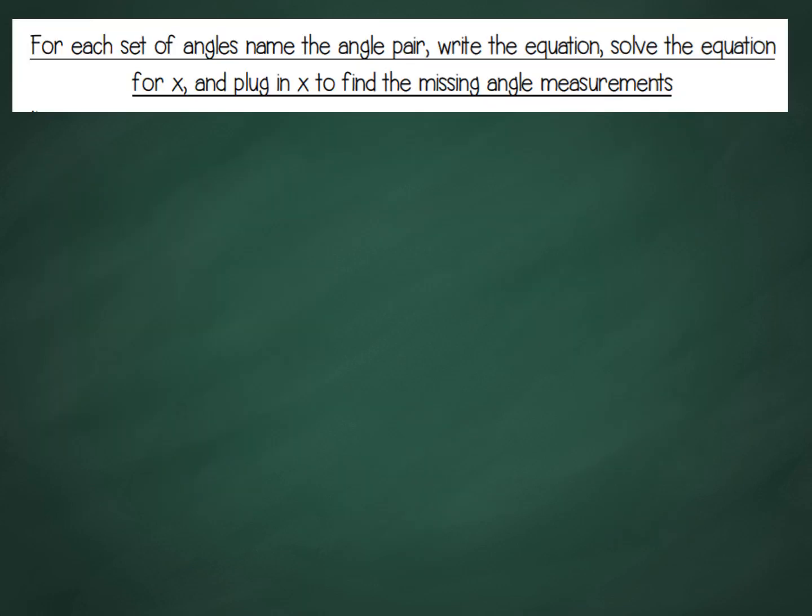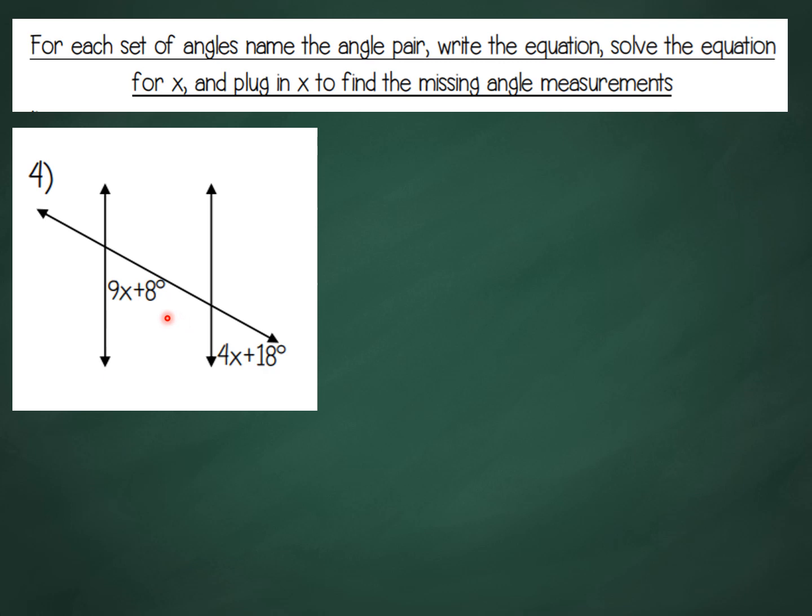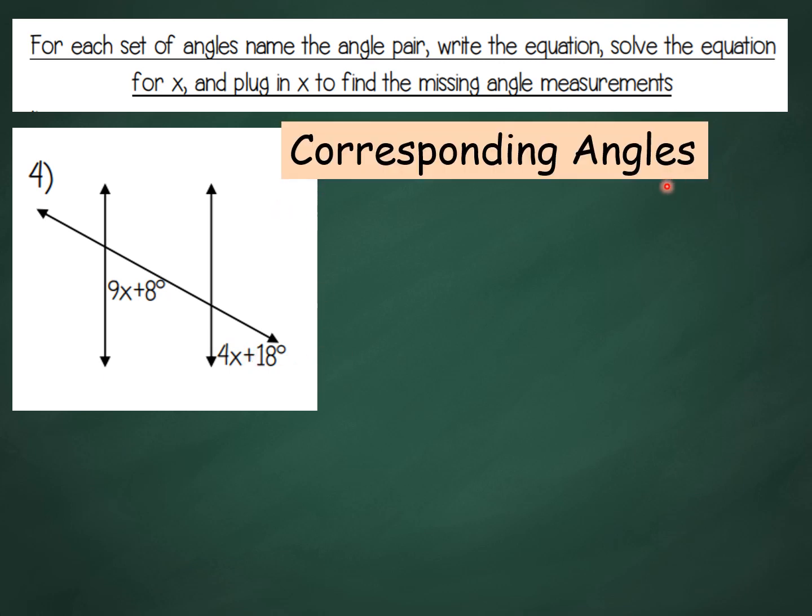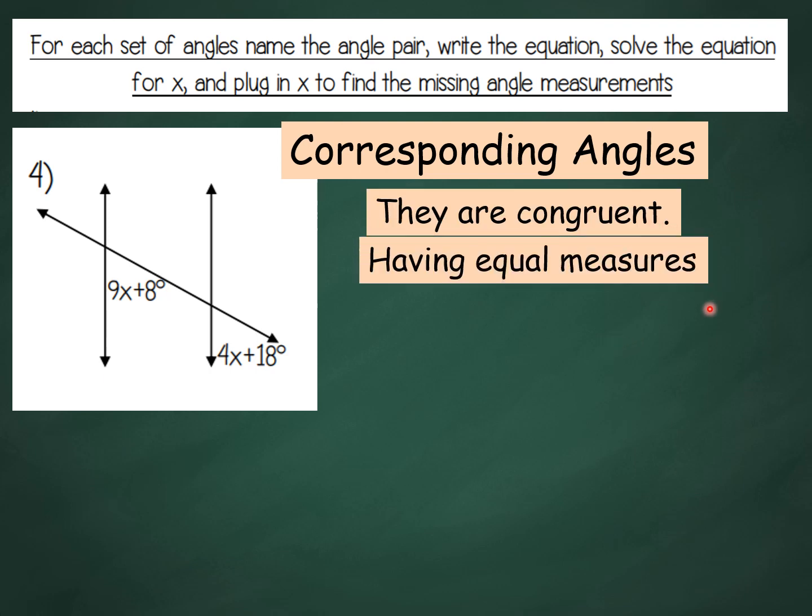For the last example, ayan po. Since 9x plus 8 and 4x plus 18 are on the same side ng transversal at pareho po silang nasa corner, same corner sila, we can say that this angle pair is a corresponding angle. They are corresponding angles. Okay? So, pag sinabing corresponding angles, they are congruent. So, having equal measures po sila. So, i-equate lang natin yung expressions.